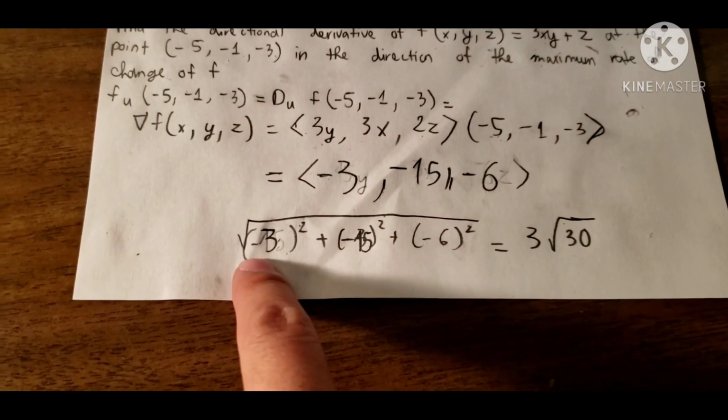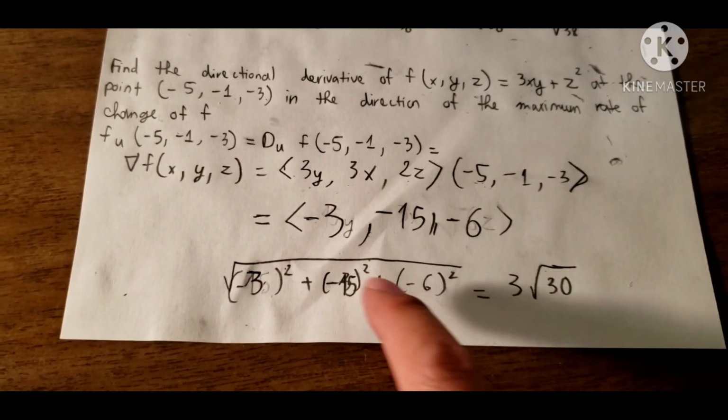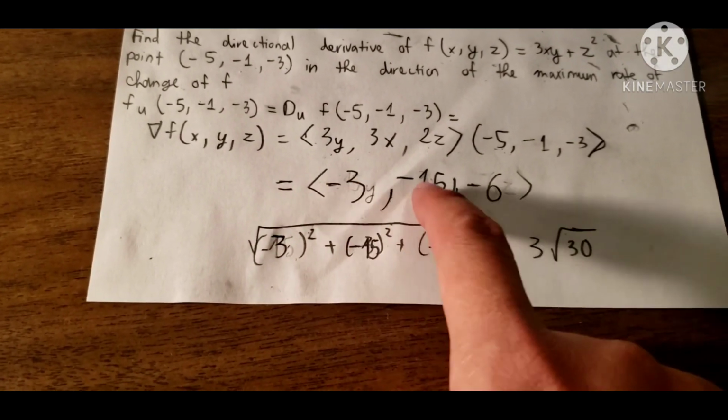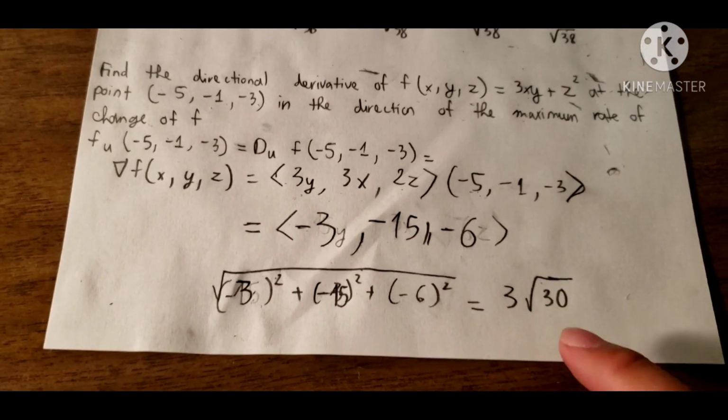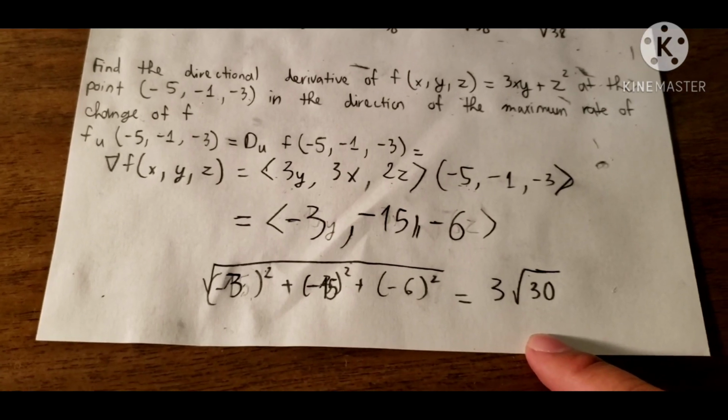Then we take the square root with the power 2 of each number, and we get the answer, which is 3 multiplied by square root 33.